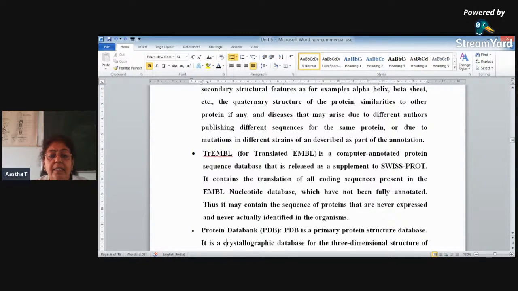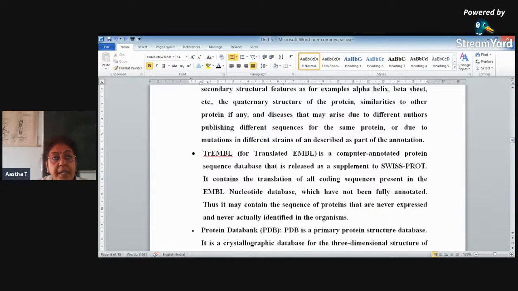So what is that? It is nothing but a computer annotated protein sequence database, and it is along with the other data like core data, annotated data, etc. In addition to that, translated EMBL is also a supplementary part of SwissProt. What does it contain? It contains translation of all coding sequences present in EMBL nucleotide database. So where in protein nucleic acid databases, we have seen EMBL nucleotide database.